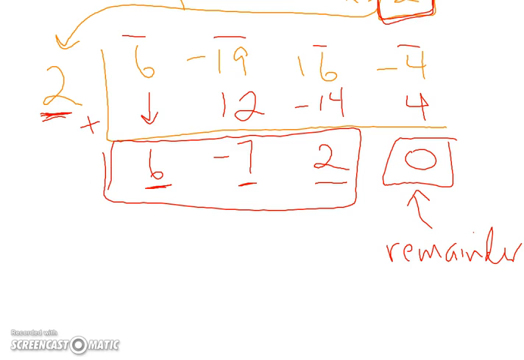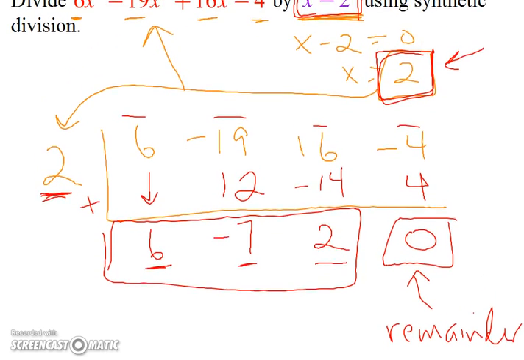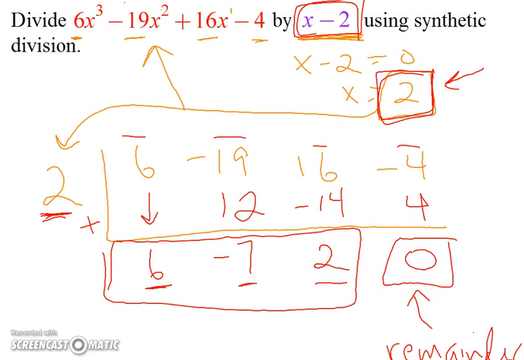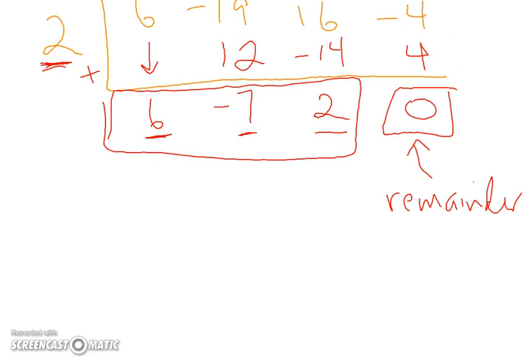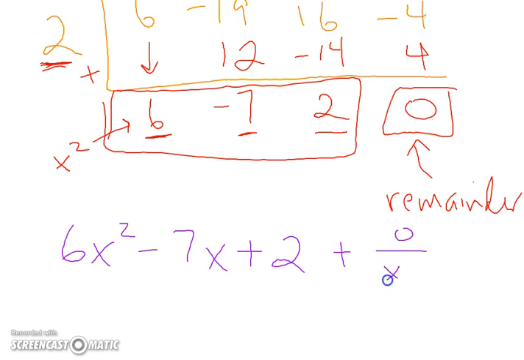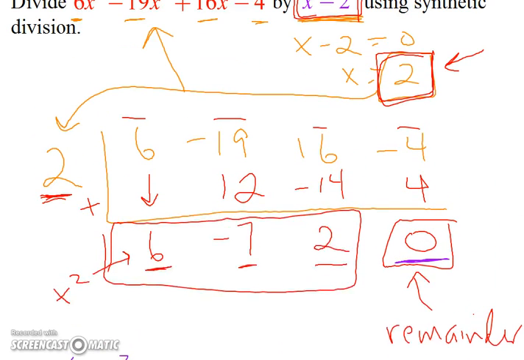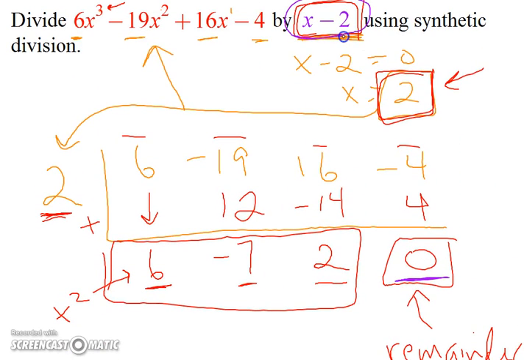Okay, the way the solution works is we start with our original problem had a highest power of x cubed. So when I write my solution down here, this new one has a highest power of x squared. And all I have to do is put those variables back in, and I get 6x squared minus 7x plus 2, and then plus 0 over x minus 2, because again, that 0 was my remainder, and we were dividing by the x minus 2 from up here.